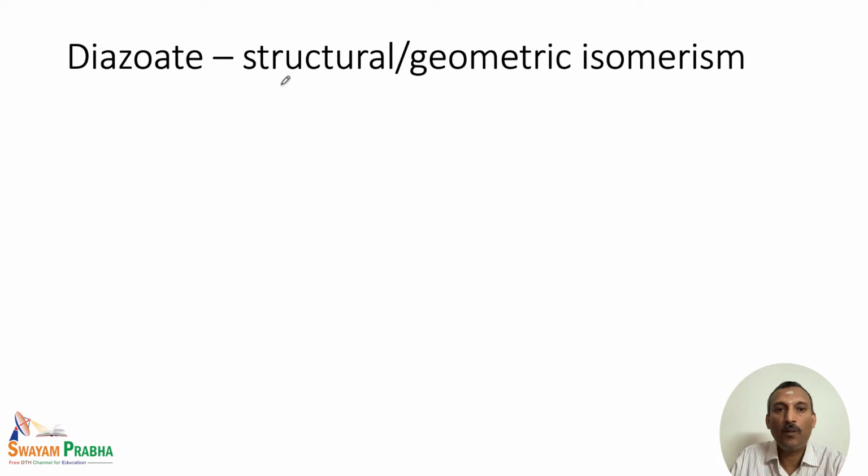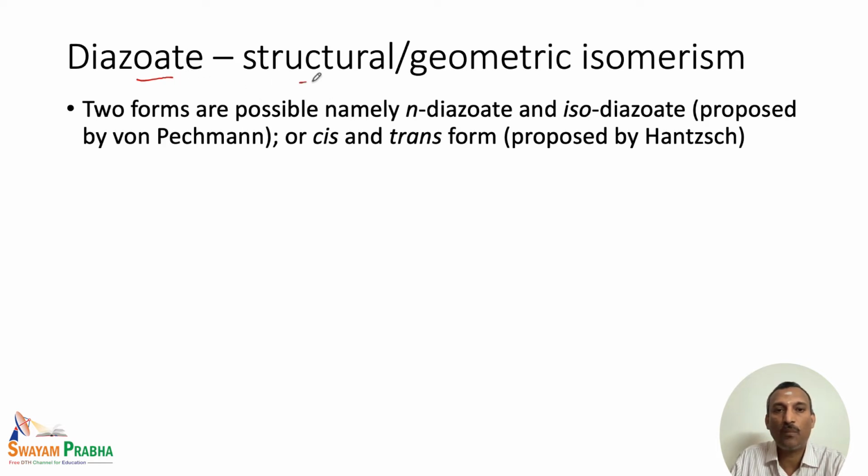Now, people went further to study the structure. They have taken the diazotate structures, where structural and geometric isomers are possible. When we say there is a double bond, of course geometrical isomerism is possible. But when we talk about a triple bond, there is hardly any geometric isomerism. So there is a difference between a double bonded structure and a triple bonded structure.